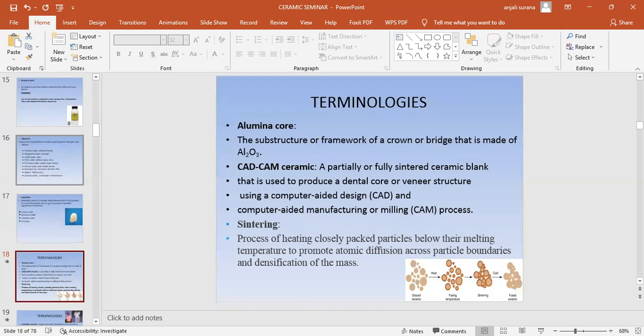Next is CAD/CAM ceramic, a partially or fully sintered ceramic blank that is used to produce a dental core or veneer structure using a computer-aided design and computer-aided manufacturing or milling process. Then comes sintering. Process of heating closely packed particles below their melting temperature to promote atomic diffusion across particle boundaries and densification of the mass. So that is sintering.